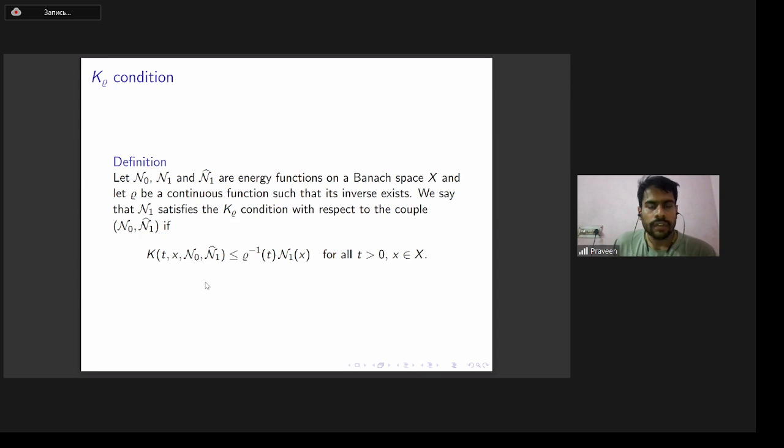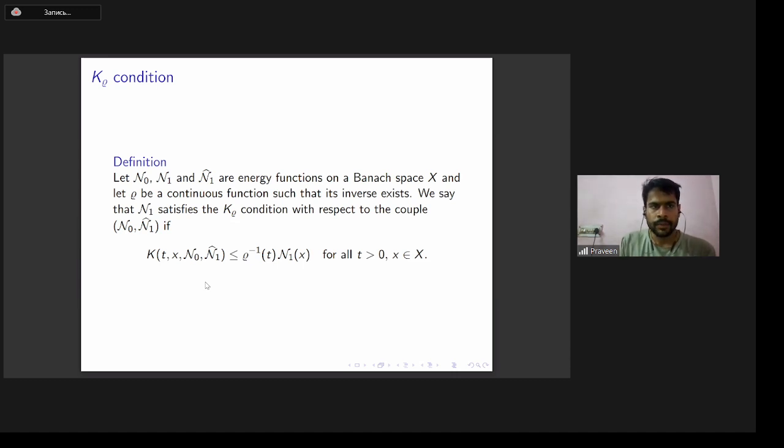Let N naught, N one, N one hat be some energy functions, that is, functions on a Banach space X taking values in the closed interval 0 to infinity, and let rho be any continuous function such that its inverse exists. Then we say a function N1 satisfies the K rho condition with respect to the couple N naught, N1 hat if the K function associated to this couple is less than or equal to rho inverse t N1 x for every t positive and every element x of the Banach space X.